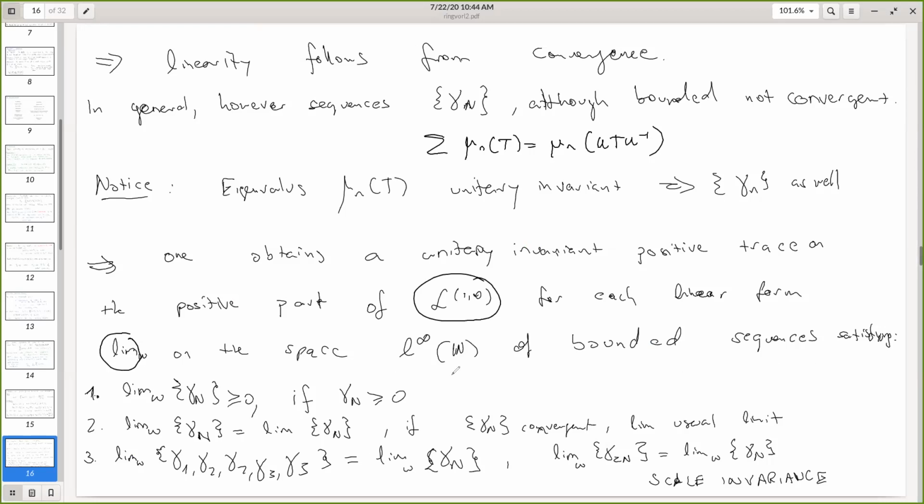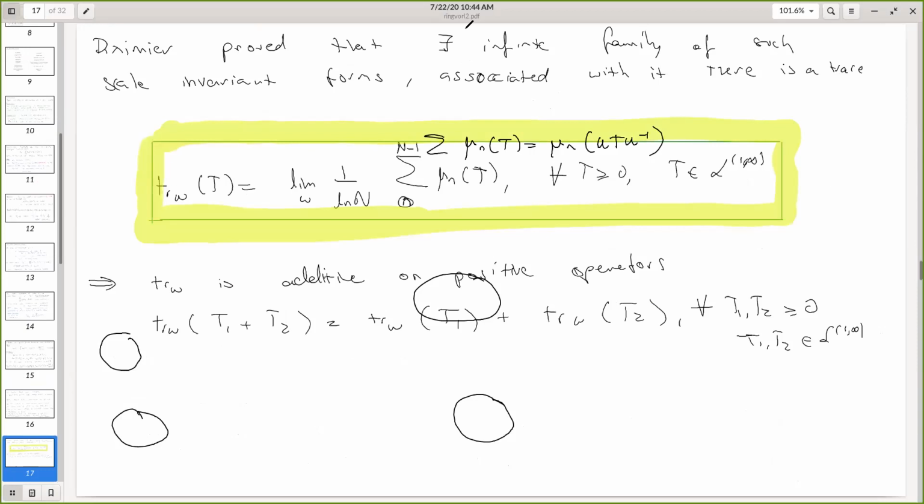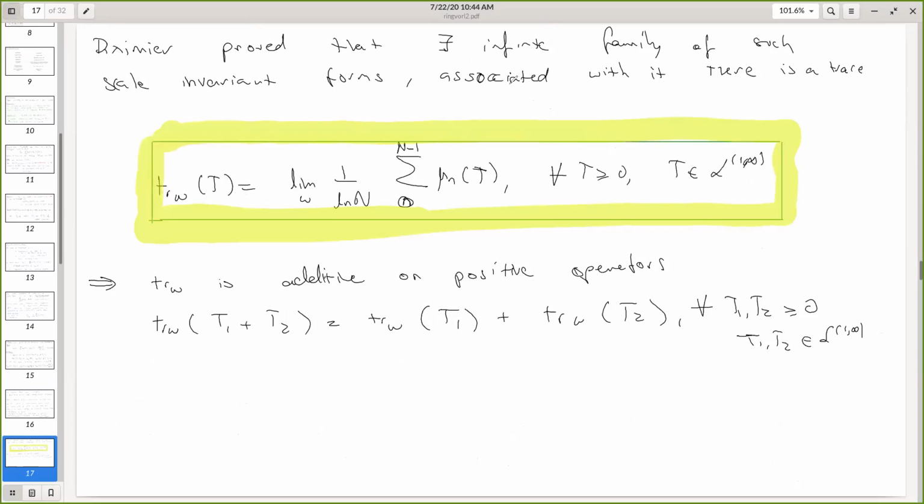And they satisfy certain properties. In the end, scale invariance may be important here, and if γ_n is convergent, this limit with respect to this linear form becomes just the usual limit. But it's not in general. Basically, we will show that it is independent of ω, so don't stress that point too much. What I would like to stress is that Dixmier proved that there exists an infinite family of such scale invariant forms. Associated with it, there is a trace, and this trace is basically exactly the thing that I gave you before, for all T that are positive compact operators of order 1.